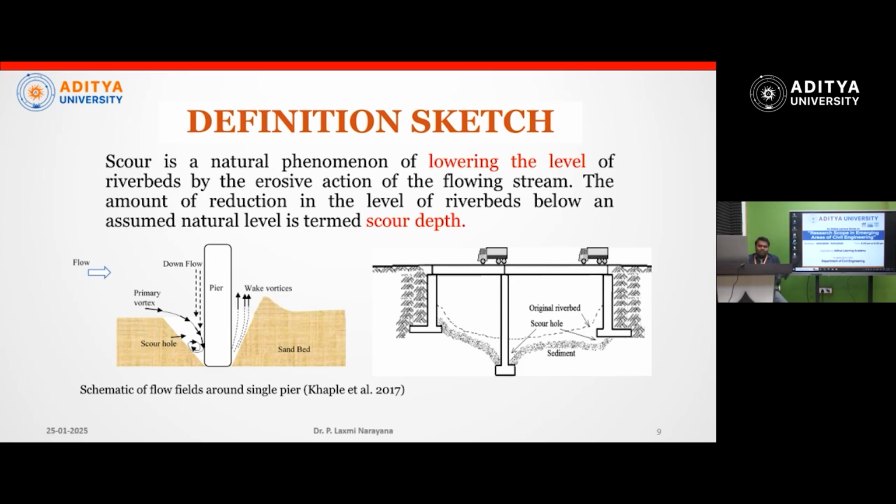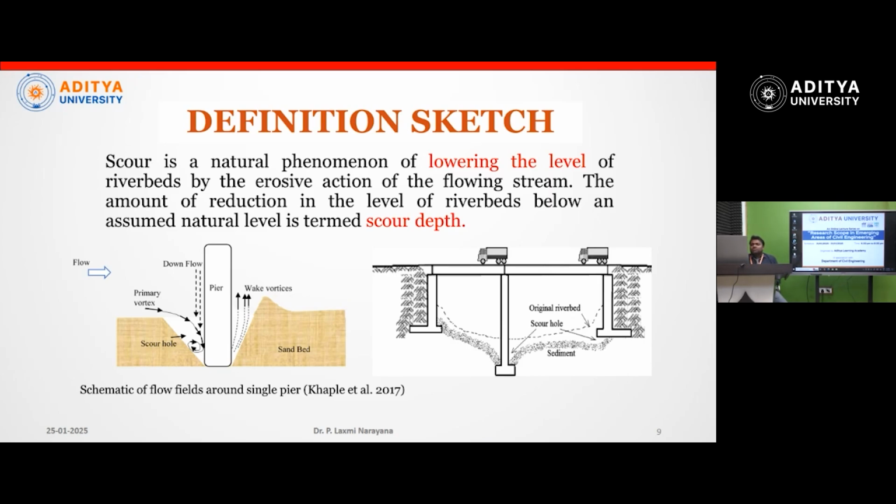If you see, the bed level has been lowered in due course of time. The dotted line shows the original bed level, and after so many years or months the bed level has been lowered. Why is it so? Due to the erosion action of the fluid. That lowering of the bed level in the vicinity of any hydraulic structure is nothing but local scour. Scour means a pit, so a pit has been created around the structure.